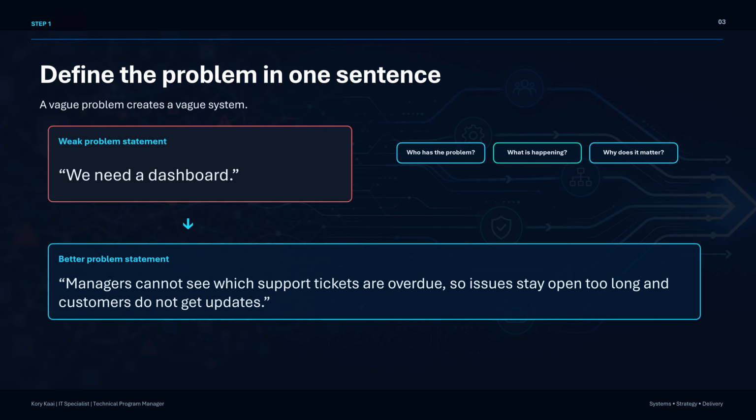Now we have something we can work with. We know who has the problem. We know what is happening. We know why it matters. Before I build anything, I want the problem written in one clear sentence. If I cannot explain the problem clearly, the project is not ready yet.